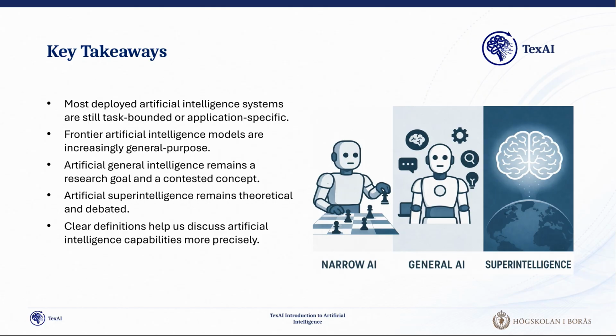However, this does not mean that artificial general intelligence has been achieved. Artificial general intelligence remains a research goal and a contested concept. There is still debate about how it should be defined, measured, and evaluated. Artificial superintelligence is even more speculative. It is mainly used when discussing possible future developments, risks, and long-term scenarios. The main point is that clear definitions matter. They help us avoid confusion between narrow systems, general-purpose models, artificial general intelligence, and theoretical future forms of artificial intelligence.